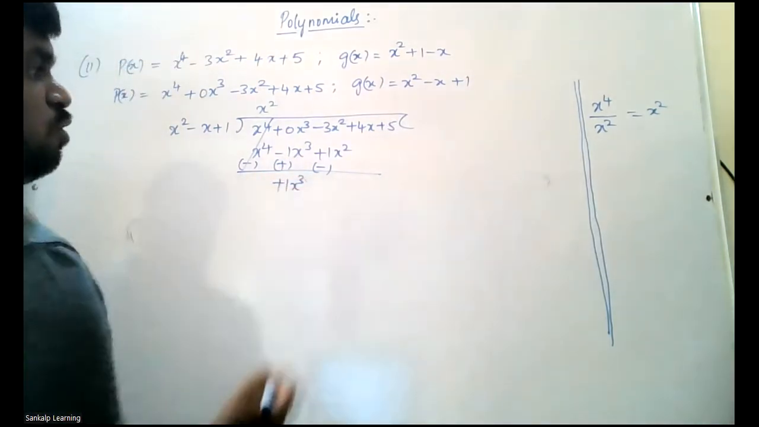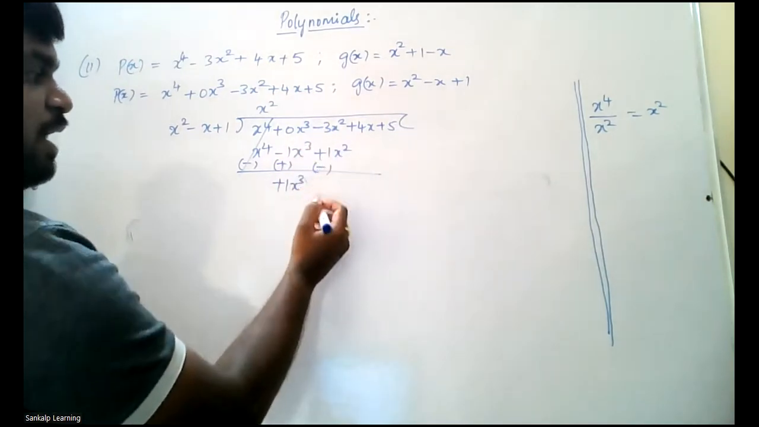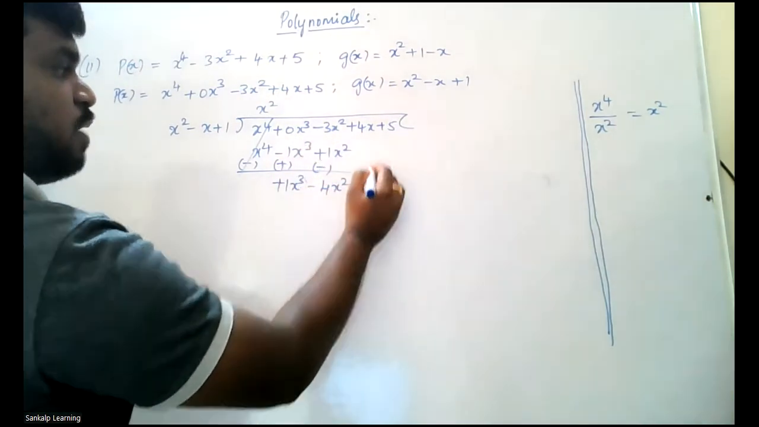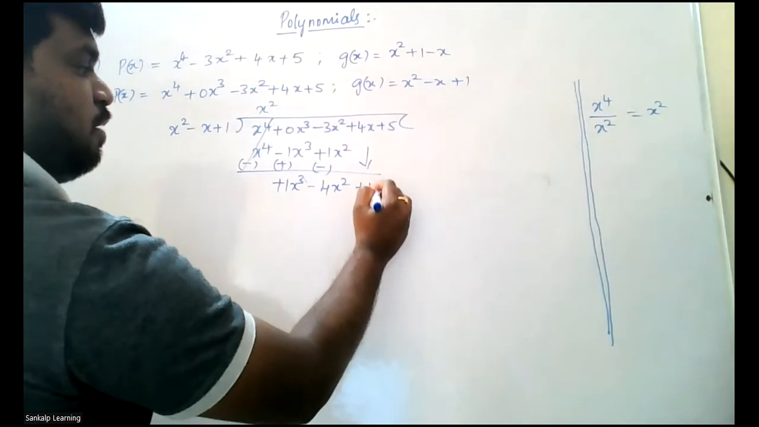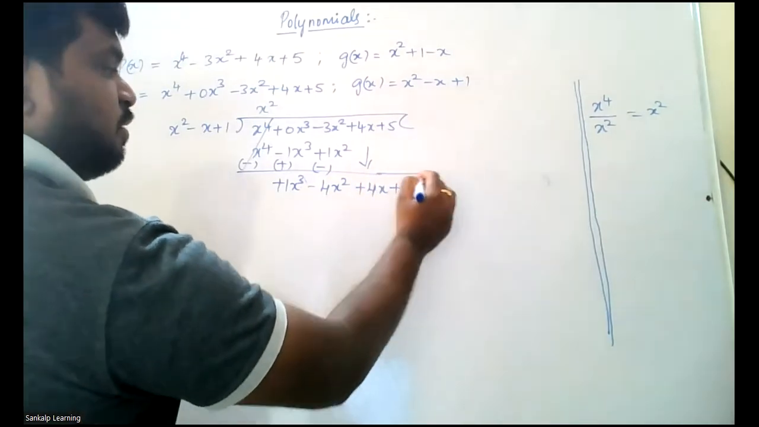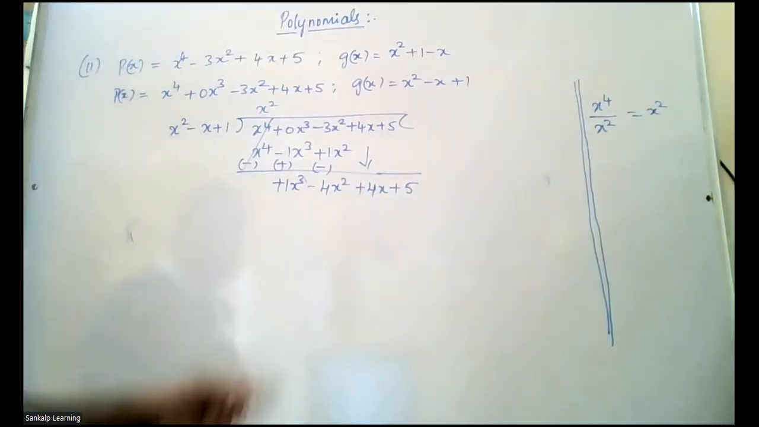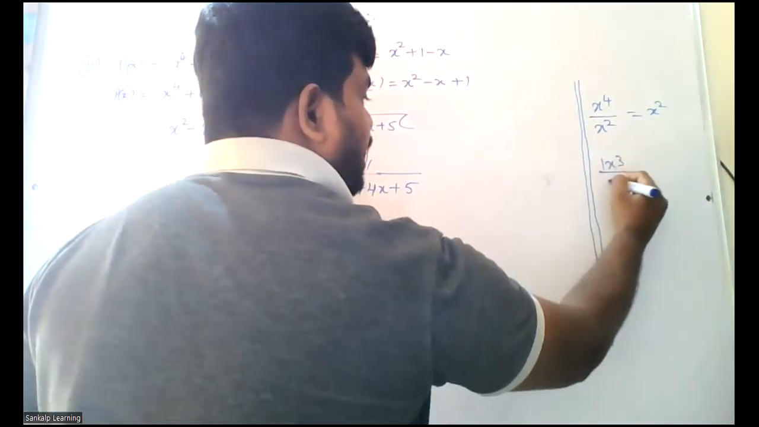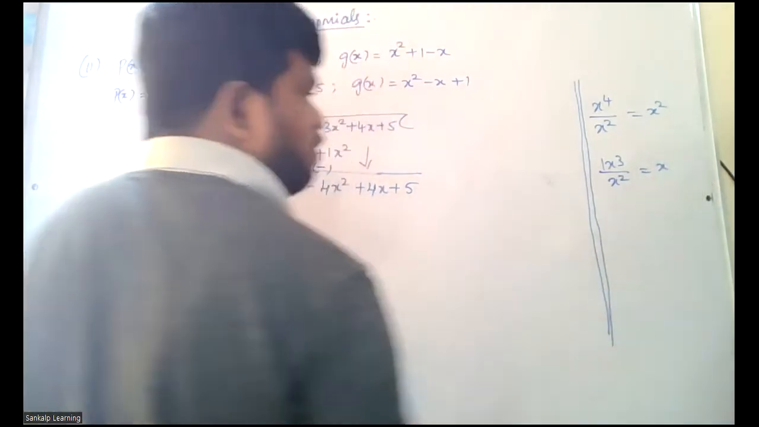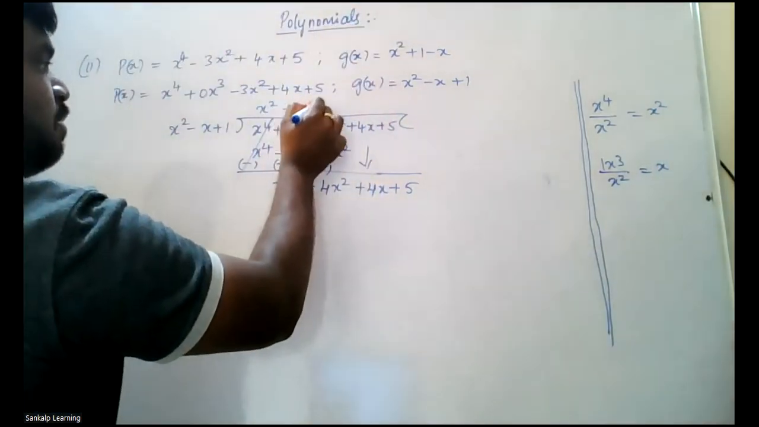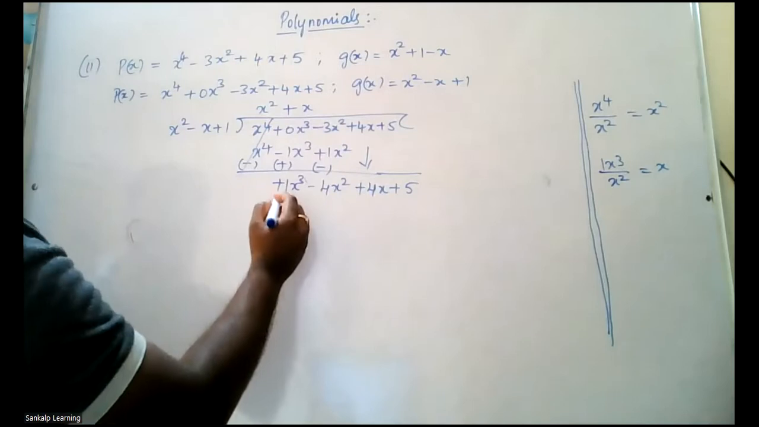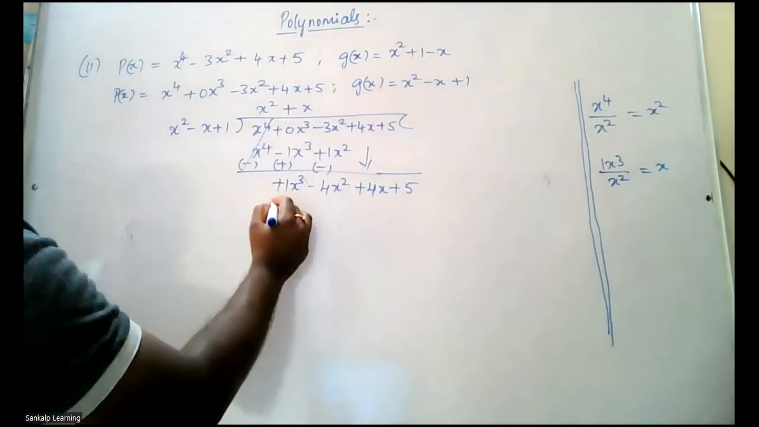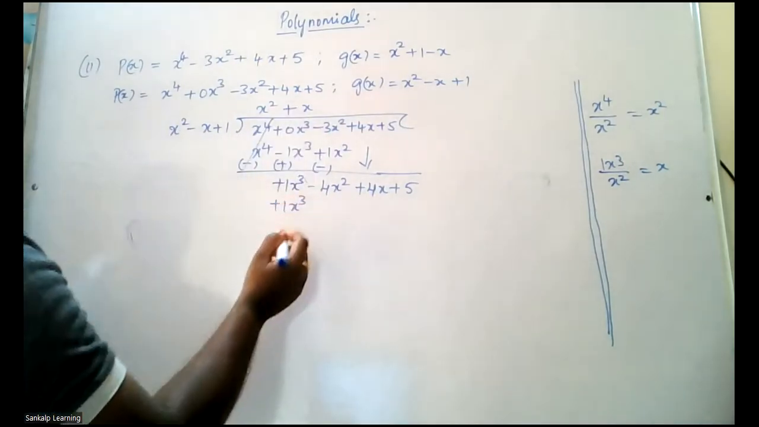Plus 1x cube minus 3x square minus 1x square gives you minus 4x square. Get the remaining things: plus 4x plus 5. Again the procedure continues. First term here is 1x cube divided by x square. So we get positive x. Let's write that positive x. X into x square becomes x cube, that is 1x cube.